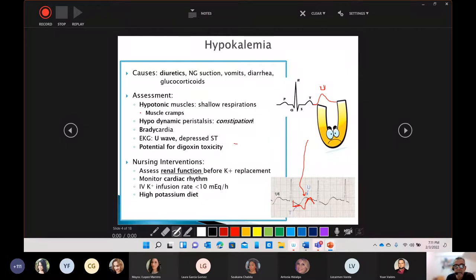So in an EKG, you are going to have the P wave, you are going to have the QRS, and then the ST segment is going to go down. And the T wave, instead of being positive, is going to be negative. But then after the T wave appears a positive wave that was not present before, which is the U wave. This is the EKG of a client with a U wave because of hypokalemia.